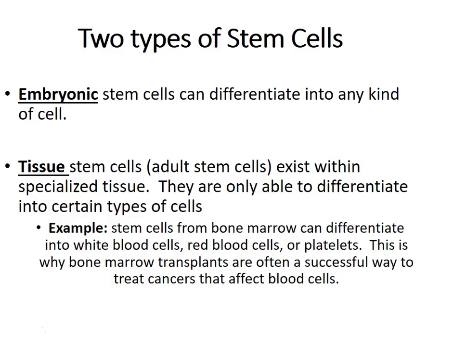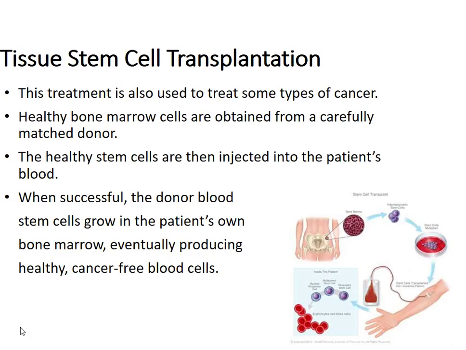So another example is the stem cells that are found in the bone marrow, and these can differentiate into any of the blood cell types. So white blood cells, red blood cells, or platelets. So sometimes bone marrow transplants are a successful way to treat cancers of the blood, like leukemia. So this is just kind of showing the process of undergoing a tissue stem cell transplantation. So again, this is one of those ways that can be useful to treat cancer.